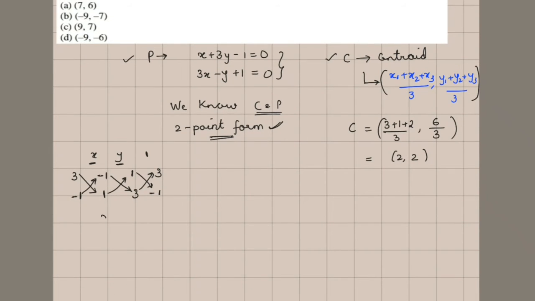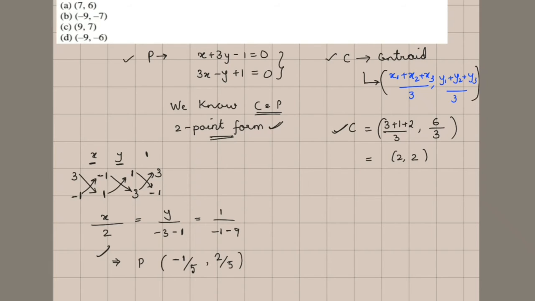Now, in this case x by (3 - 1)... 2 equals y by (-3 - 1)... equals 1 by (-1 - 9). So x will be 2 by -10. So point P is, what is x? x equals 2 by -10, which is nothing but -1/5. Comma, what is y here? y is -4 by -10, so 2/5. So we know point P and point C.